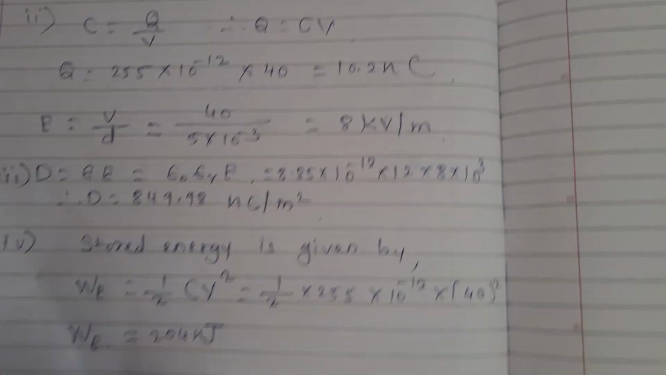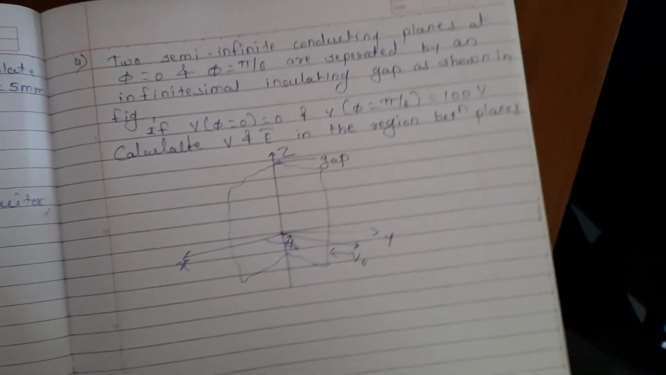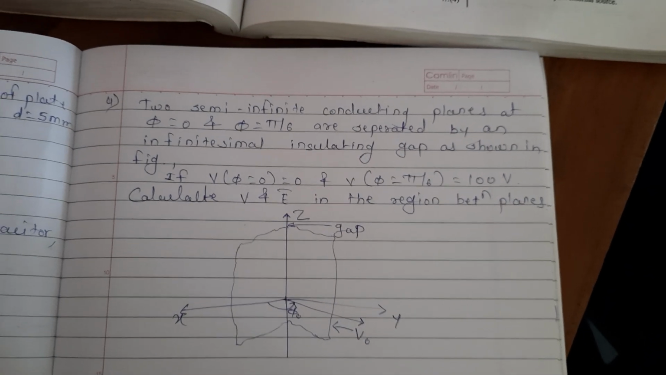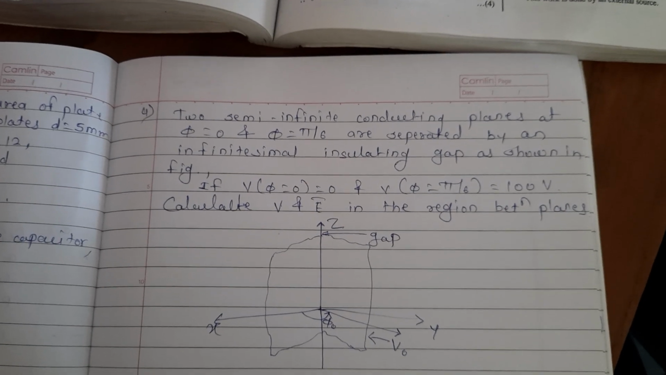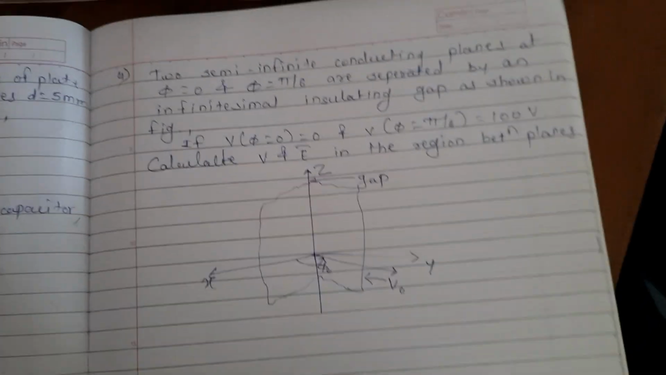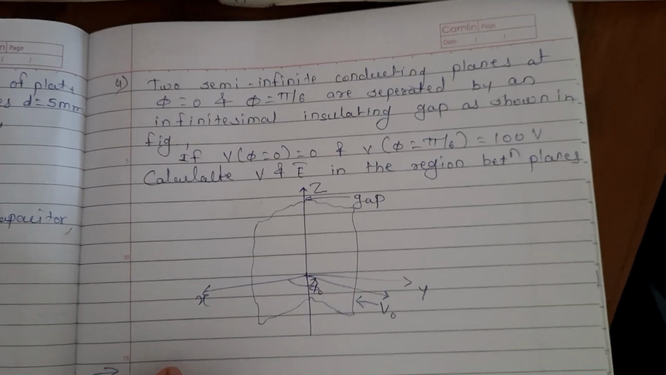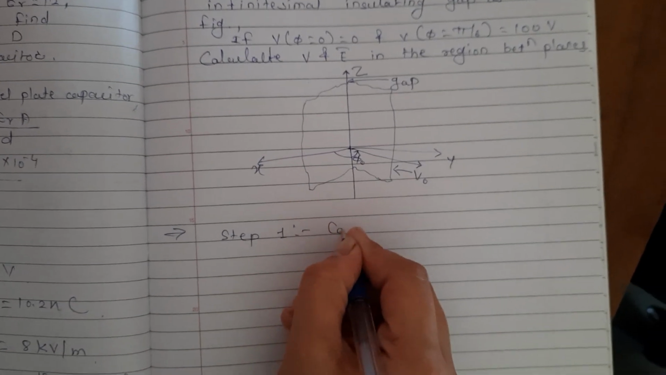Next problem: two semi-infinite conducting planes at phi equal to 0 and pi by 6 are separated by an infinitesimal insulating gap, which is shown in the figure. If V at phi equal to 0 is 0 and at pi by 6 is 100 volt, calculate V and E bar in the region between the planes. So the first is step 1. Step 1 is calculation of V.